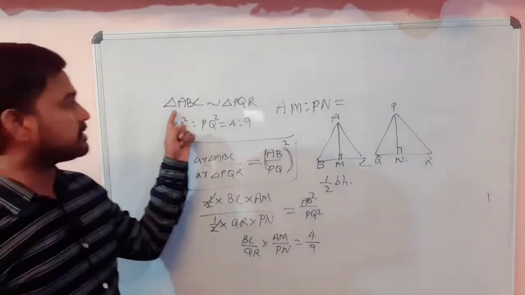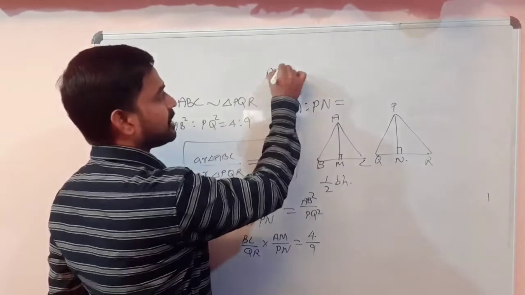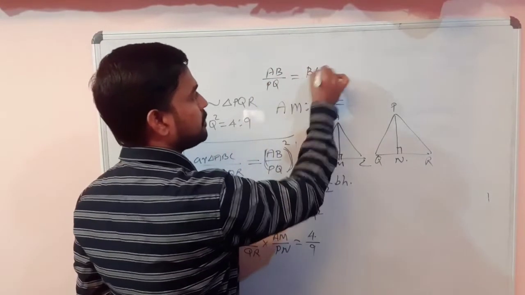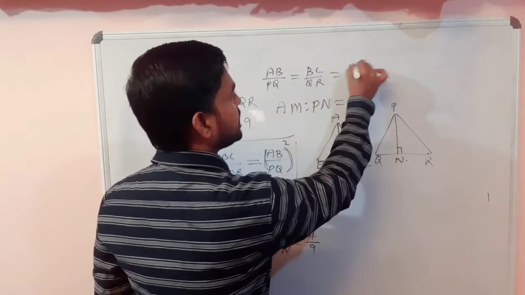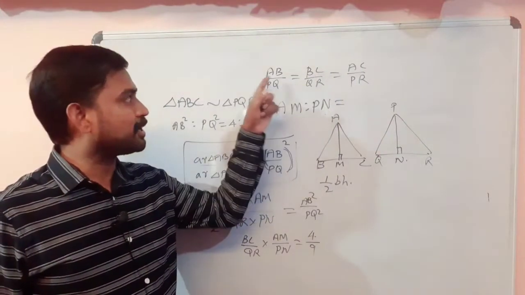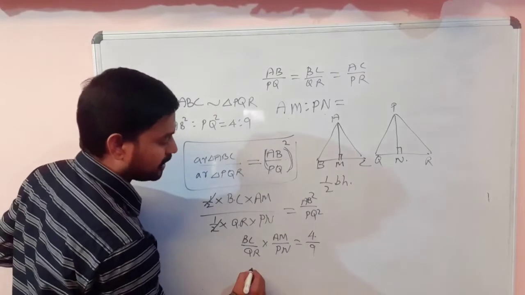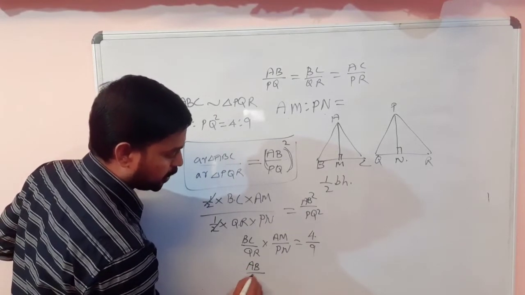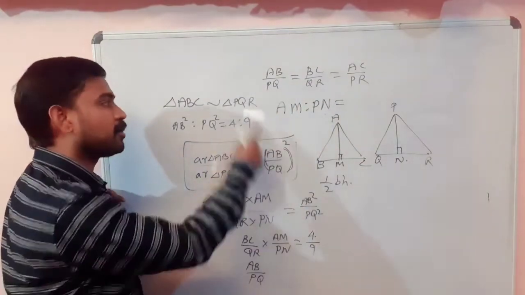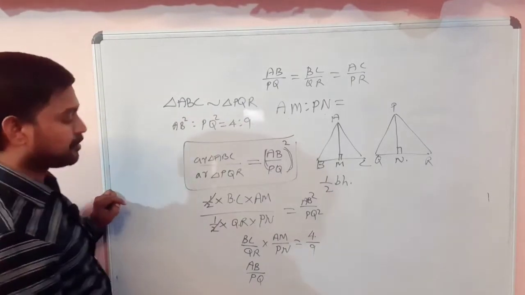And it is given that these two triangles are similar. If two triangles are similar, their corresponding sides are in the same ratio. AB by PQ is equal to BC by QR is equal to AC by PR. So we can observe that BC by QR is also equal to AB by PQ. So instead of this BC by QR, there also we can write AB by PQ, because those two triangles are similar, which means all their corresponding sides are in the same ratio.